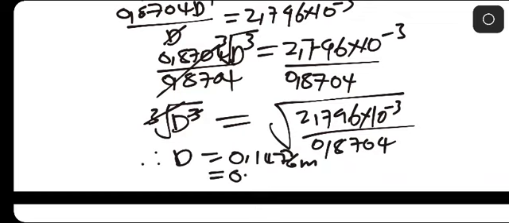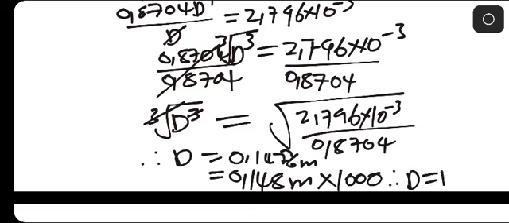This is 0.148 meter. To get this in millimeter, multiply this by 1000. Therefore this will simply equal to what? 148 millimeter. D will be equal to 148 millimeter.